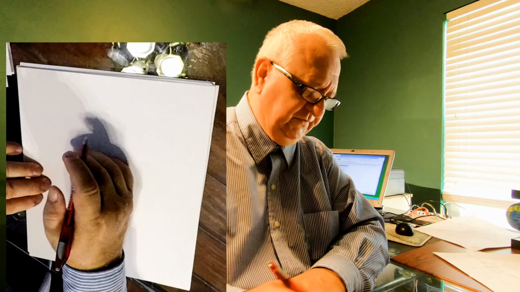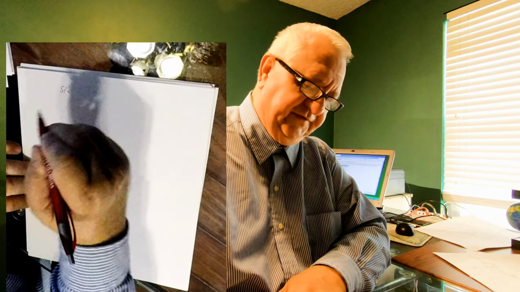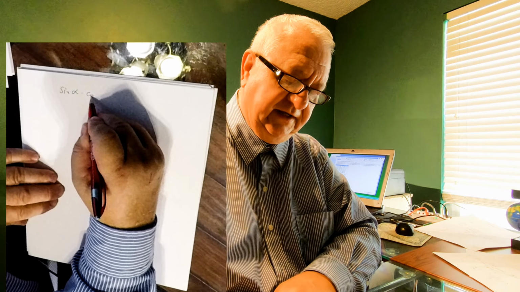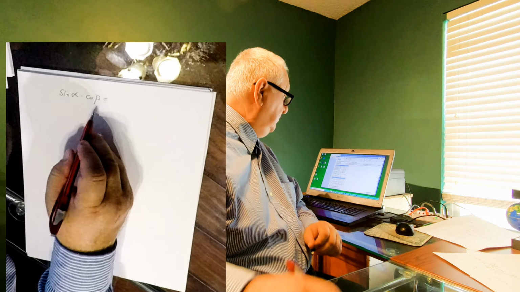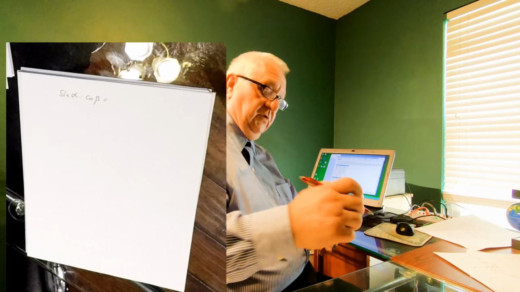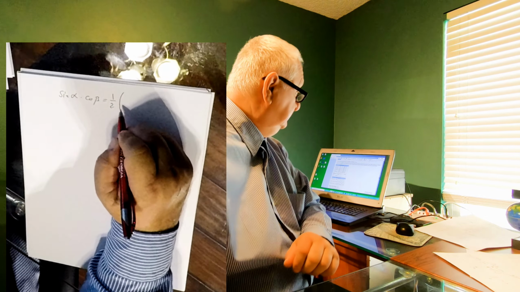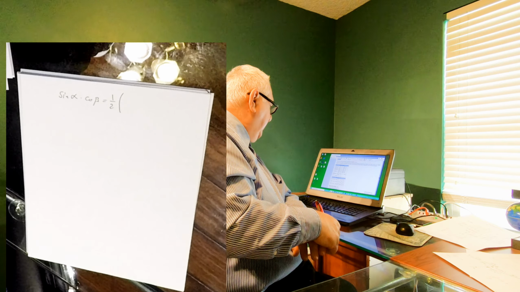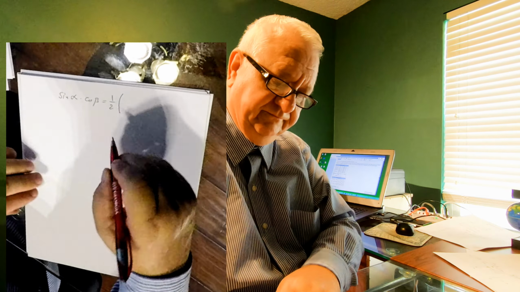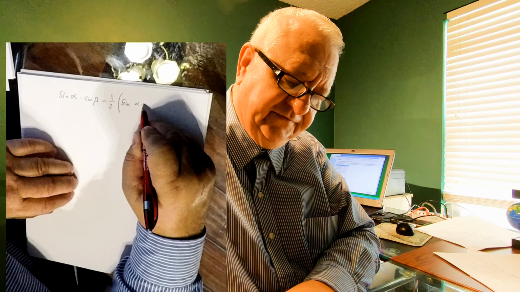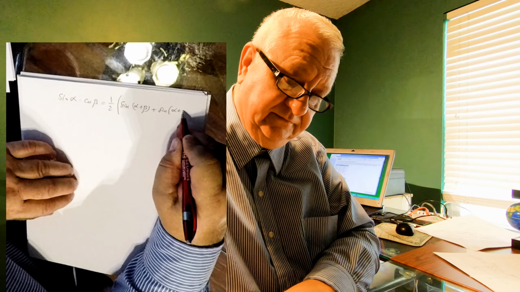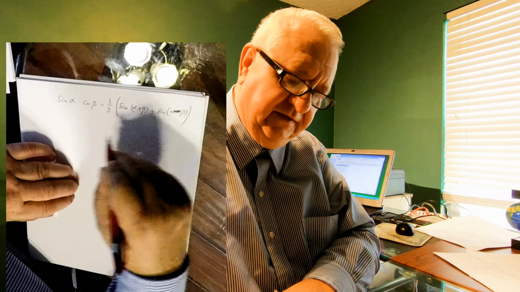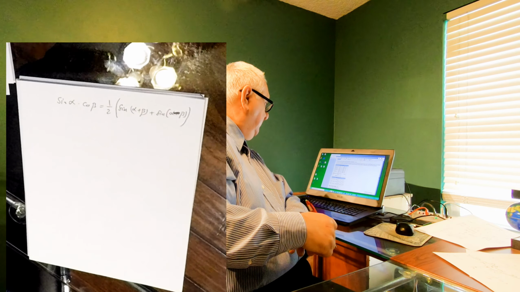The formula I'm going to use is sine of some angle alpha times cosine of another angle beta. How much is this? If you Google it, you are going to obtain that sine alpha cosine beta is 1/2 times the sine of the sum plus the sine of the difference of the angles. That's a trigonometric identity I'm going to use, converting the product of sine and cosine into a sum of sines.